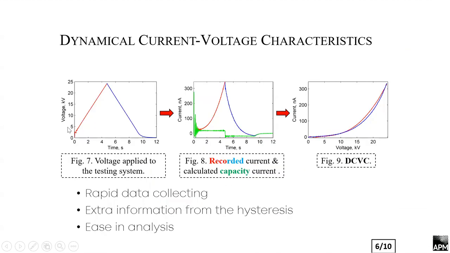We measure current, but we don't measure it by point. We measure it using the dynamical current-voltage characteristics. So we apply linearly increasing and decreasing voltage on a system and measure current. We take away the capacity current, and the only thing we have is the dynamical current-voltage characteristics. So this is what we obtain in experiment.